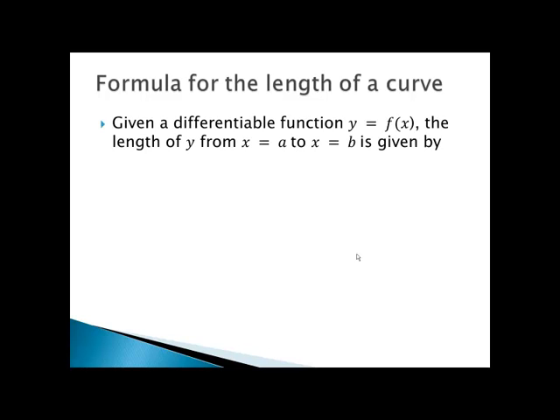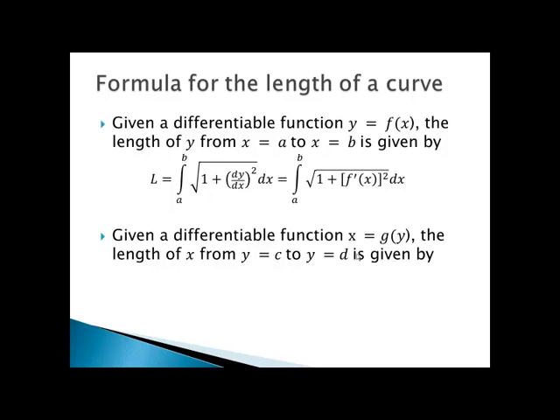Given a differentiable function, y is some function f of x, the length of y from x equals a to x equals b is given by the following formula. The length L is determined to be the integral from a to b of the square root of 1 plus the derivative of y squared with respect to x.